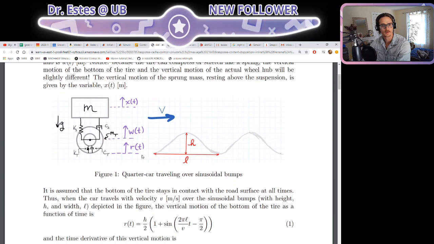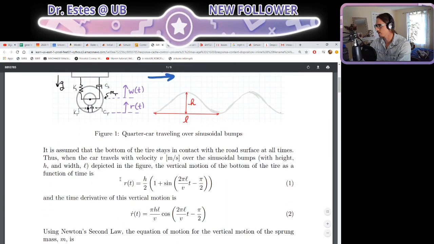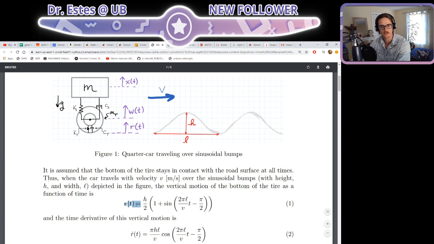All right. So this next part here, I have some expressions for R of T. R of T is the vertical motion of the bottom of the tire. This is what R of T is going to be if we go over these bumps with some constant velocity V. So you'll see V shows up in here, the height of the bump, the length of the bump. So this velocity affects the frequency with which we're hitting these bumps here.